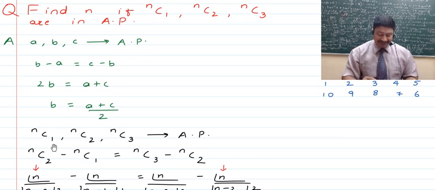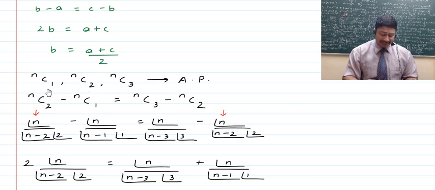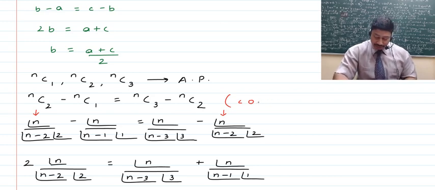So we have nC1, nC2 and nC3 which are in AP. As such, we can say that nC2 minus nC1 will become equal to nC3 minus nC2. By applying that common differences are equal, you can write that in bracket so that the teacher is able to understand that you have used this concept.